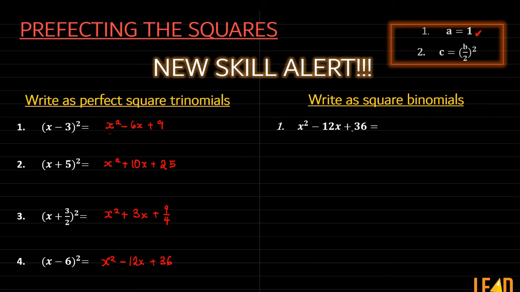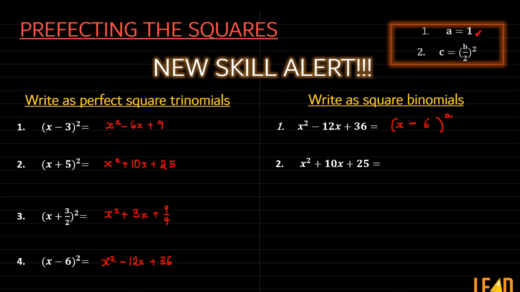This is a perfect square trinomial. How do we know? You can divide this by 2 and square it and you will get 36. So we know it's a perfect square. But how can I write it as something squared? For that, all you do is you divide b by 2 and you drop it here. So this is going to be x minus 12 over 2, which gives you minus 6. So this is basically x minus 6 squared. And you can try it out yourself. That's how you go from a perfect square trinomial to a square binomial.